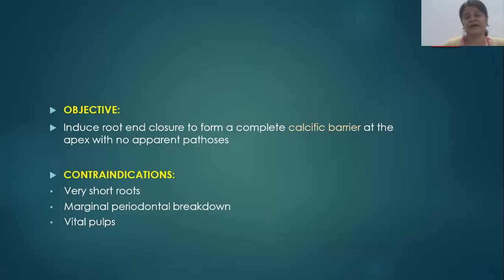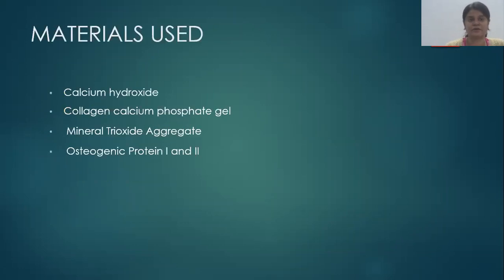What is the objective behind this procedure? To induce root end closure, forming a complete calcific barrier at the apex with no apparent pathosis. But what are the contraindications? Very short roots, marginal periodontal breakdown, and vital pulps.